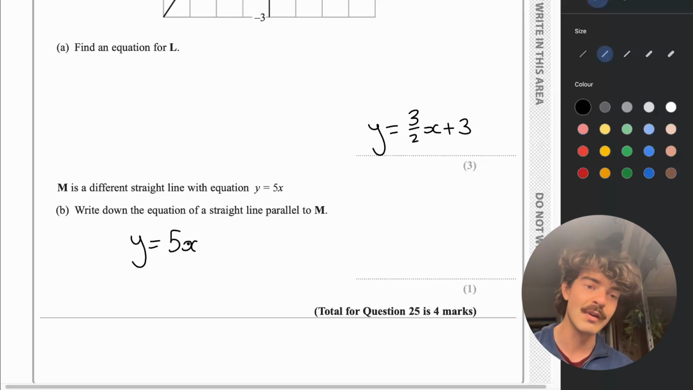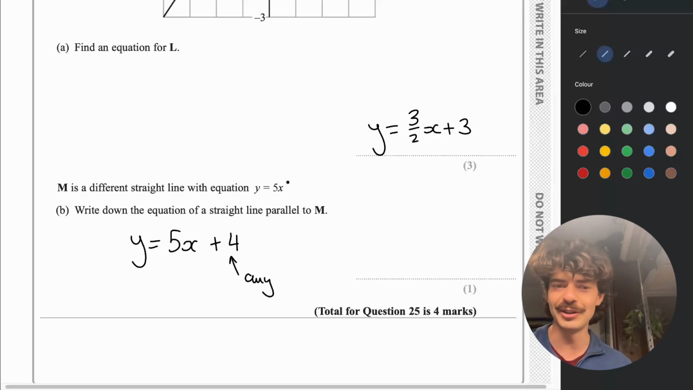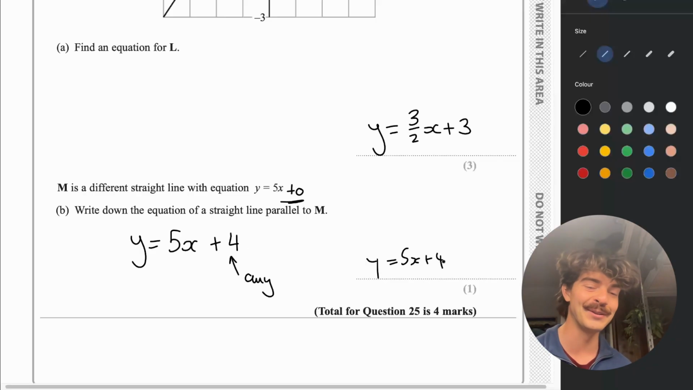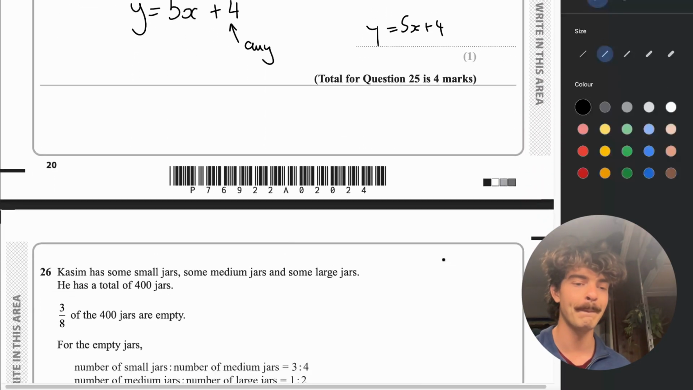So actually, to find a line parallel to M, we've got to just ensure that it has the same gradient, 5, but we can give it any y-intercept. And I've just picked 4 here, but you could pick anything here. Other than, of course, this is a plus 0, right? So anything here is fine. Let's just say y equals 5x plus 4. But you could just go and put 1,000,000 if you wanted to. There's nothing stopping you from doing that.